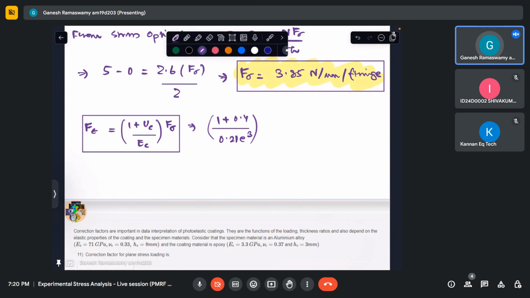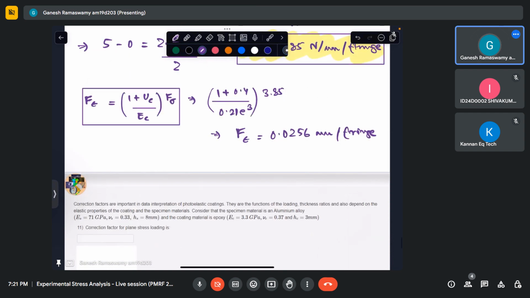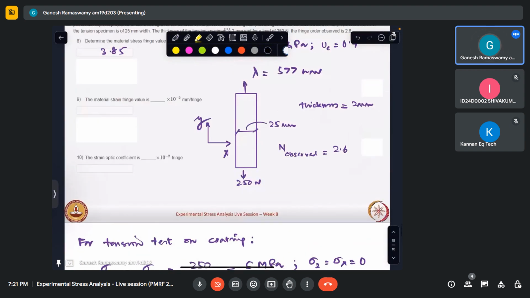So this gives me 0.0256 mm per fringe. That you can also evaluate based on dimensional analysis, although fringe is not any dimension. So we have got this as 0.0256. Okay, they have asked us to report it in this form, so we'll just multiply this by 10 power minus 2, so we'll just multiply this by 2. So this is 2.56 E minus 2 mm per fringe.